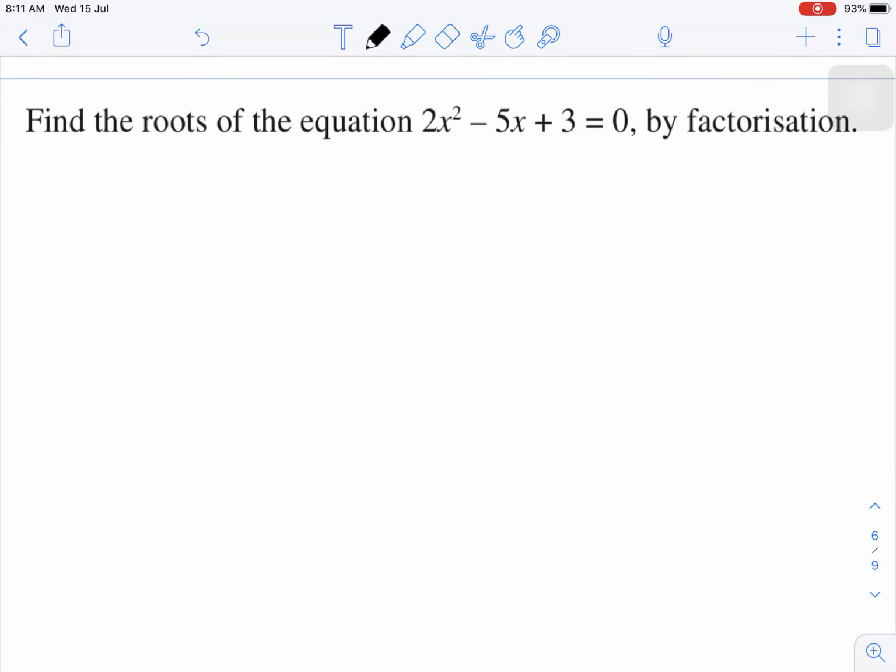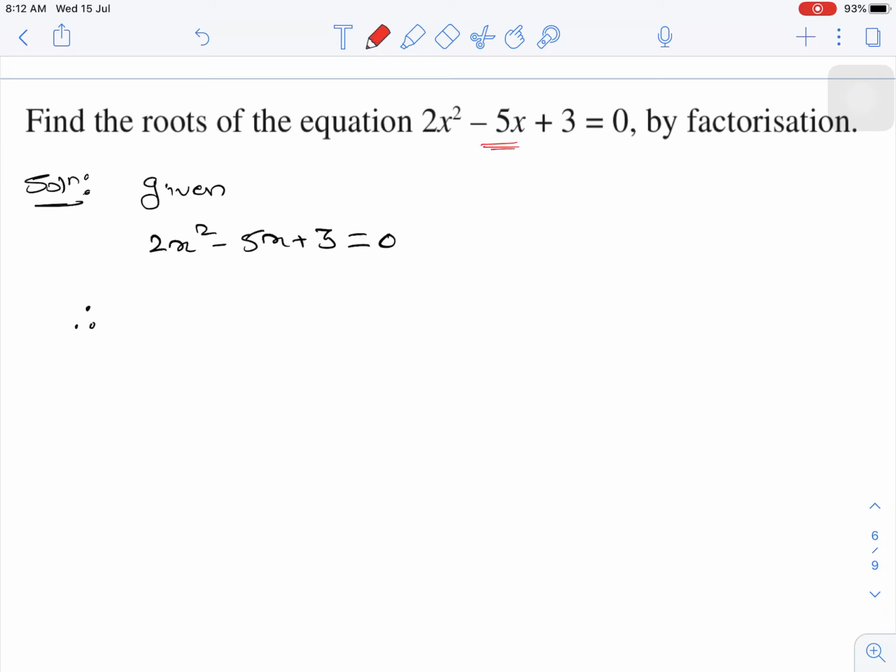So now we have the first example: find the roots of the equation 2x square minus 5x plus 3 equals to 0 by factorization. Solution: given 2x square minus 5x plus 3 equals to 0. Now we have to find this by the factorization method, that is, we will find it by splitting the middle term.